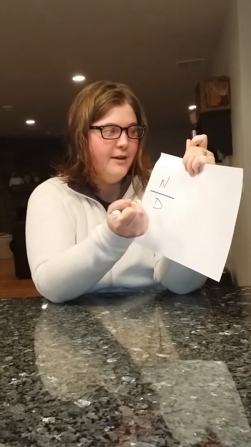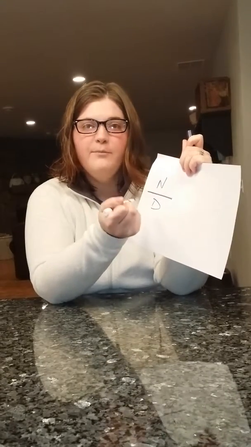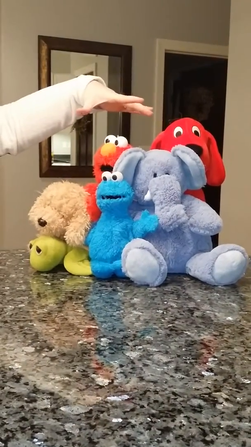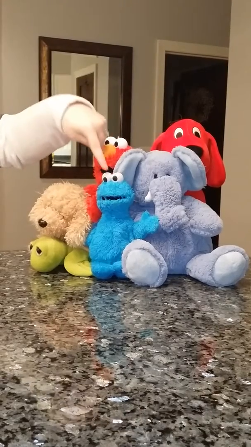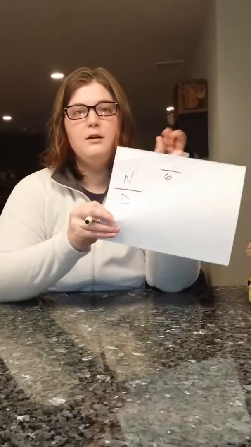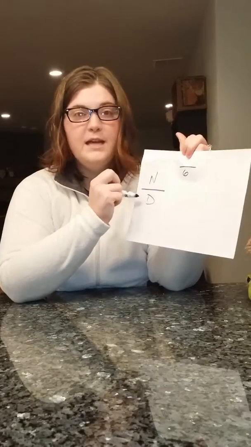So, the denominator means the total of my group. So, for example, here's my group. How many do I have? 1, 2, 3, 4, 5, 6. So my total group is 6. So I put 6 under my fraction bar for the denominator.